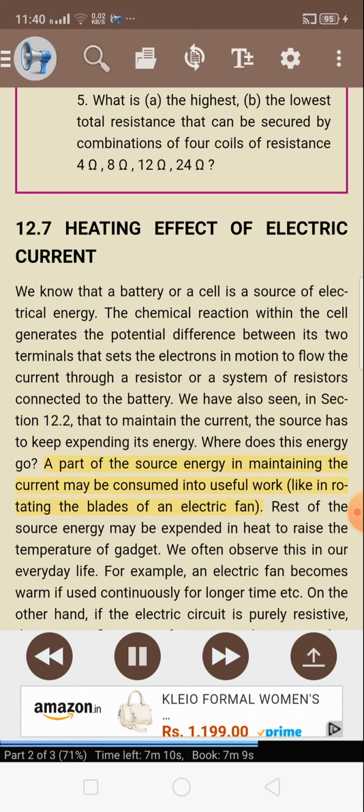Where does this energy go? A part of the source energy in maintaining the current may be consumed into useful work, like in rotating the blades of an electric fan. Rest of the source energy may be expended in heat to raise the temperature of the gadget. We often observe this in our everyday life. For example, an electric fan becomes warm if used continuously for a longer time, etc.